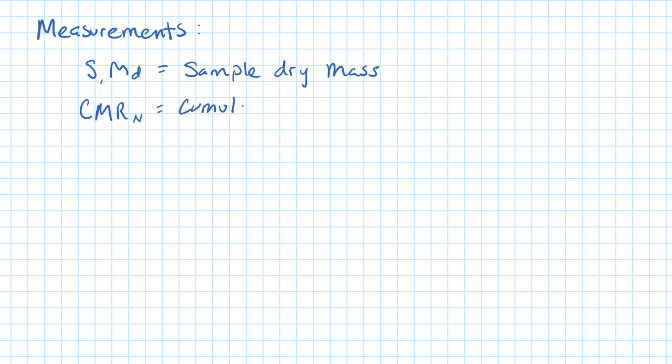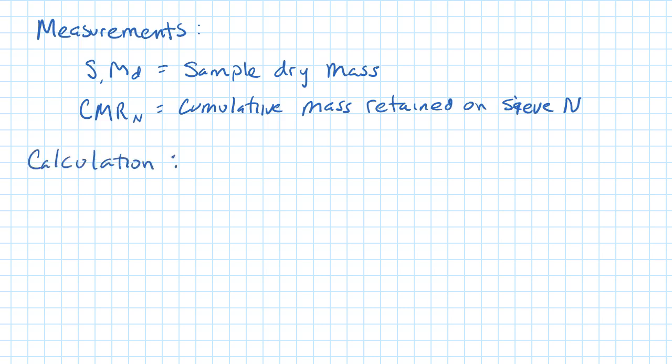The measurements that we make when performing a grain size distribution. Again, we're going to place the soil on the top sieve of these sieves and shake it for about 10 to 20 minutes. We need to know the mass of the soil that we place in the sieves, so that's the sample dry mass. And then when we are done shaking it, we're going to empty the sieves into a dish and measure that mass, and we're going to develop the cumulative mass retained on each sieve.